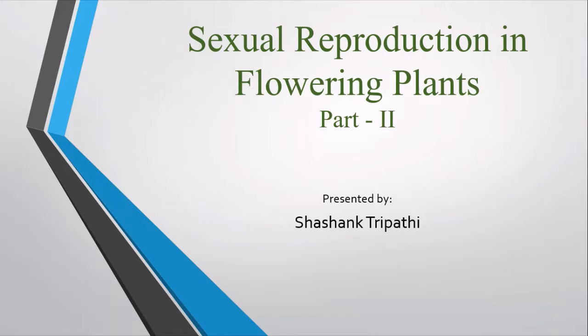Hello everyone. In the previous video lecture we started sexual reproduction in flowering plants and studied flowers as the sexual reproductive organ of angiosperms, the parts of a flower, and the male reproductive part of the flower. Here we will begin with the female reproductive part of a flowering plant.